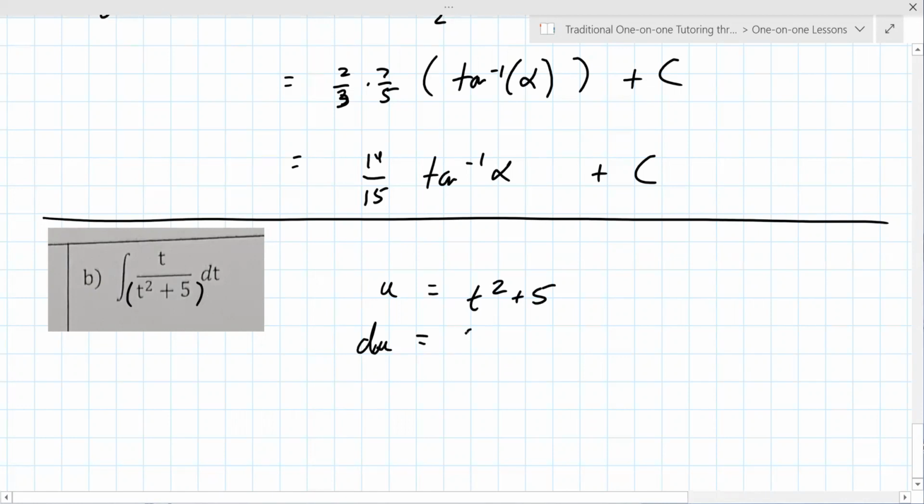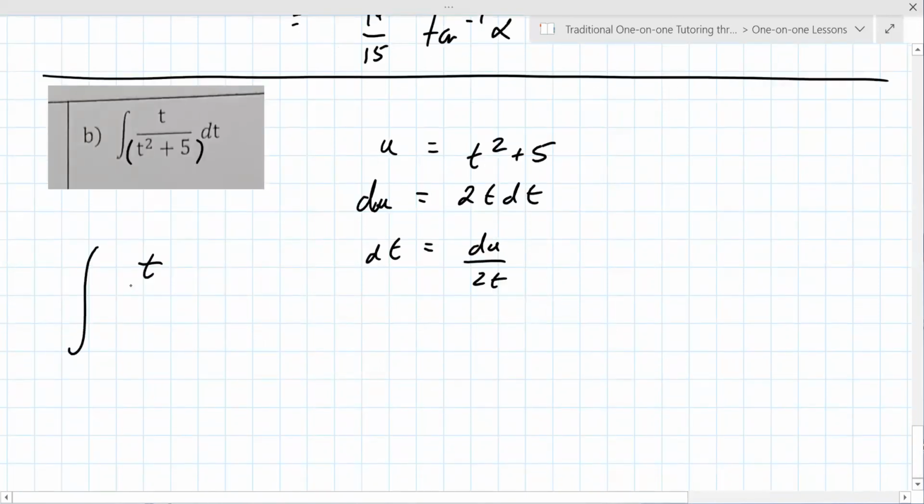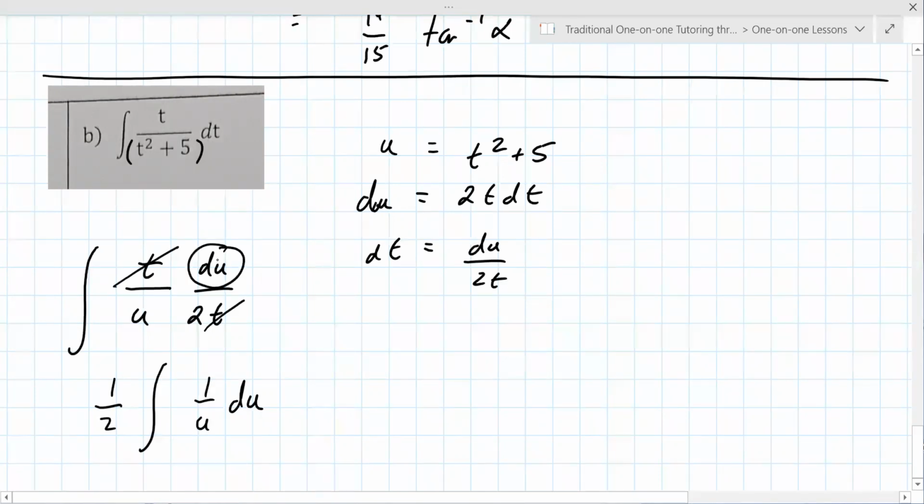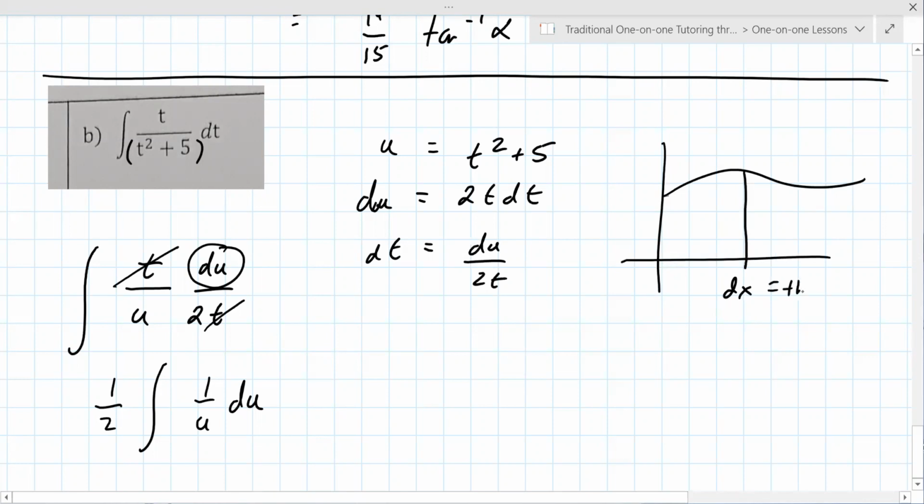So du is 2t dt. dt is du over 2t. So you integrate t over u, dt is du over 2t. If your variable doesn't cancel, most of the time that means you didn't do it right. There's a couple of exceptions to that, but I haven't seen it yet. So those cancel, and you have 1/2 on the outside, integral 1 over u du. So the u's wouldn't cancel? It's du. Du is that thin slice when you're finding the area under the curve. That's what that is.